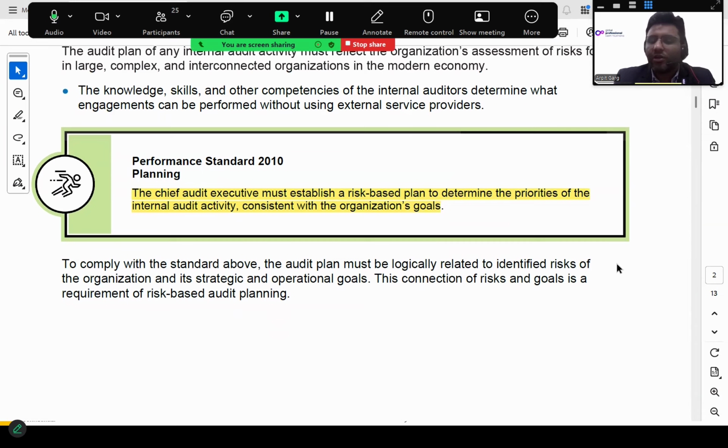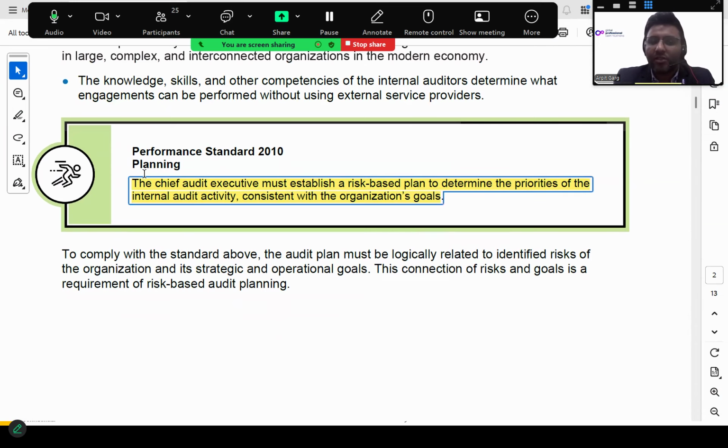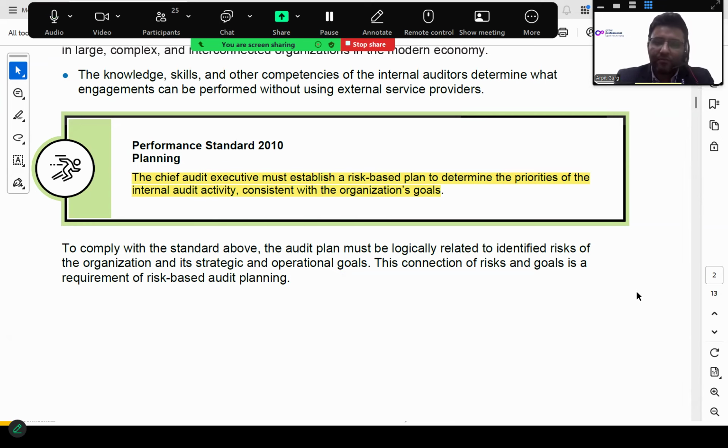What is planning, everyone? What does Performance Standard 2010 talk about? It says planning is the CAE must. Who should establish a risk-based plan? It is the responsibility of the CAE. Yes, the CAE. And why? To determine the priorities of the activity consistent with the organization's goals.